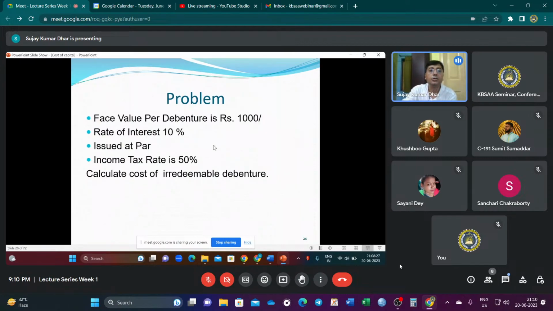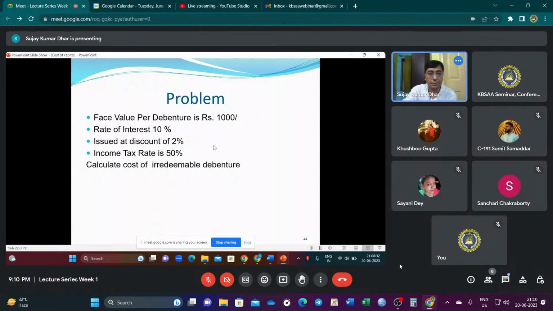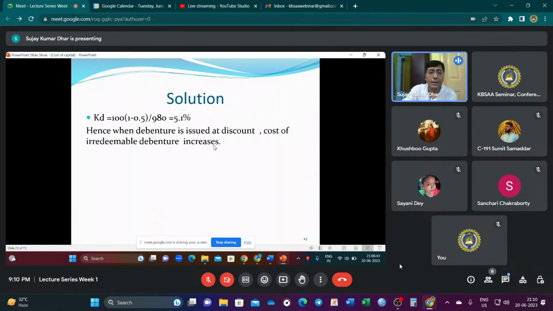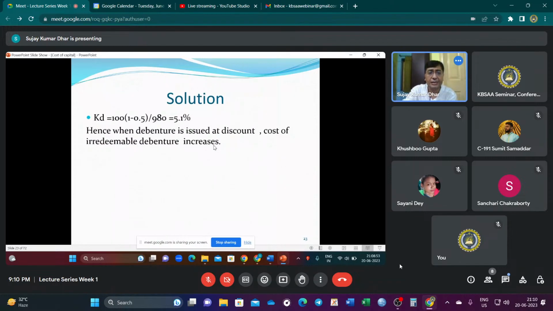So R into 1 minus t by p is the formula. We're putting it, we're getting 5%. Cost of irredeemable debenture when it is issued at discount 2%: R into 1 minus t divided by p, because it is issued at 2% discount. So p is 980, 5.1. When the issue price is going down, the company's receivable is less, so cost of capital is increasing.